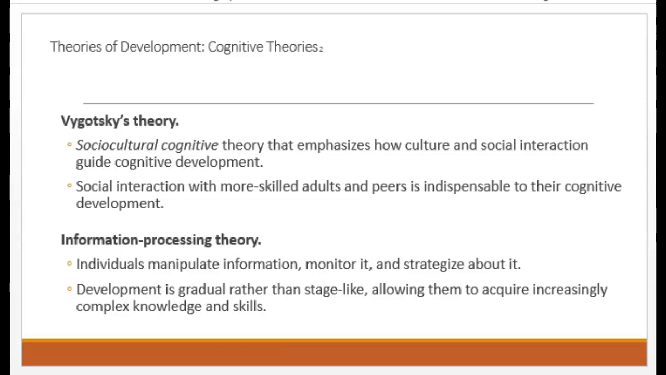The information processing theory also views cognitive development as gradual rather than stage-like. Over time, people develop better learning strategies that help them perceive information, represent it mentally, store it, manipulate it, and retrieve it later on. Almost like a computer teaching itself thanks to some base algorithm.